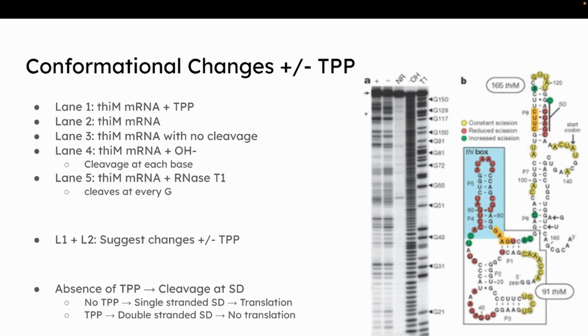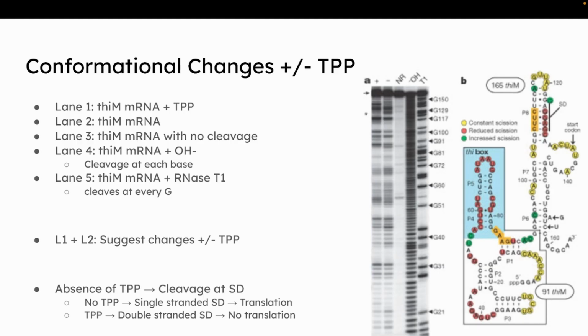And in lane 5, they used RNase T1, and this just cleaves at every single G, regardless of double-strandedness or single-strandedness. So wherever there's a G residue, it'll cut. So that also just gives some better hints. Obviously, we already knew the structure at this point, and so this was just seeing how the structure is different.